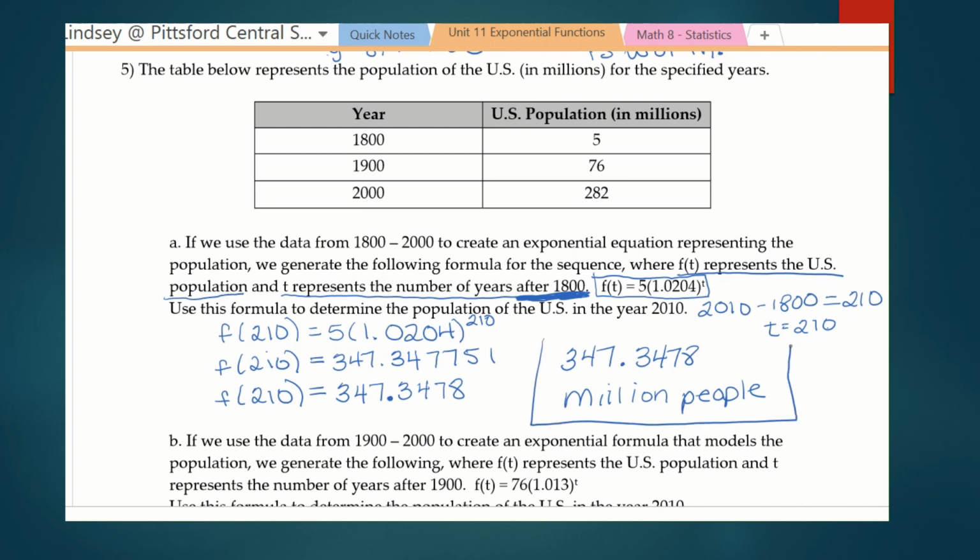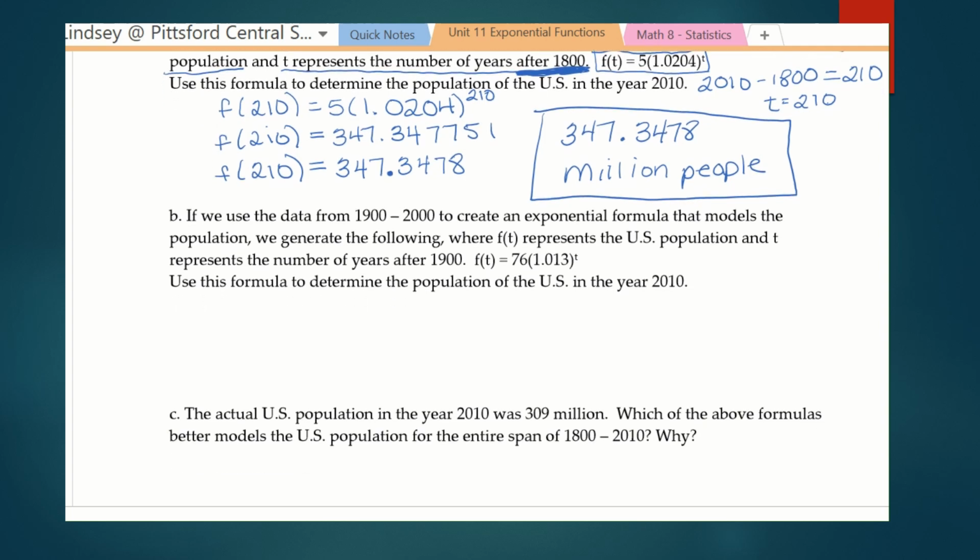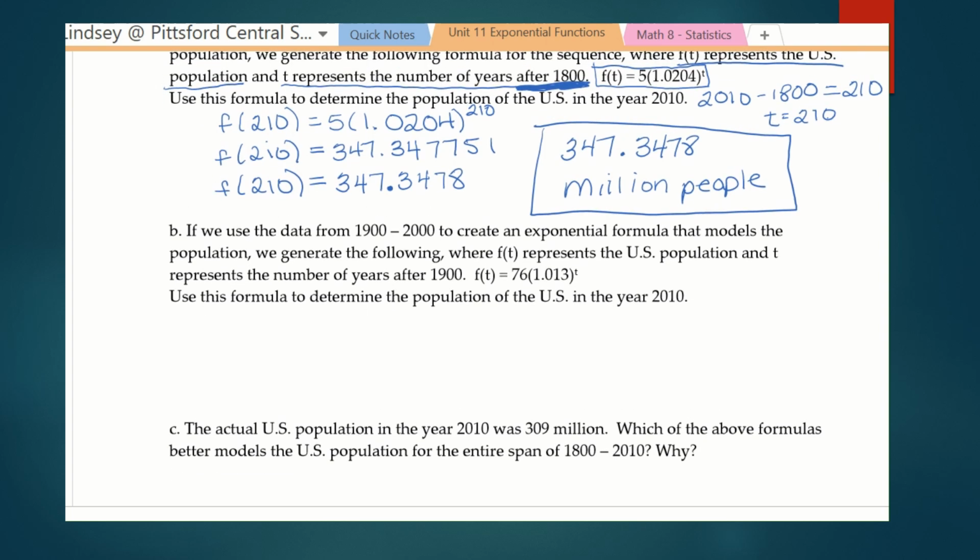So that's going to be the population, or the predicted population, if we were to use the function that was provided for us in Part A. So now moving on to Part B, it says if we use the data from 1900 to 2000 to create an exponential formula that models the population, we generate the following, where f of t, once again, represents the U.S. population, and t represents the number of years after 1900.